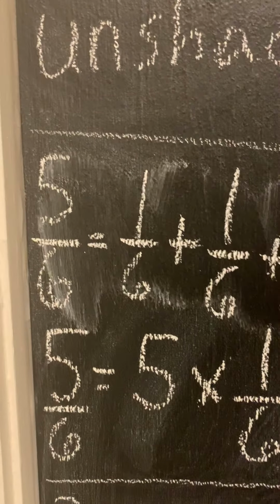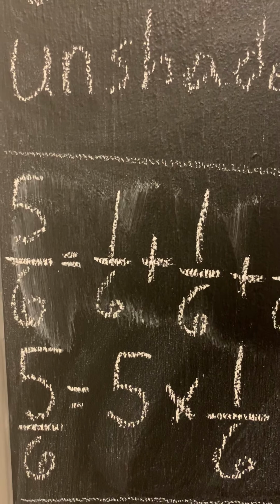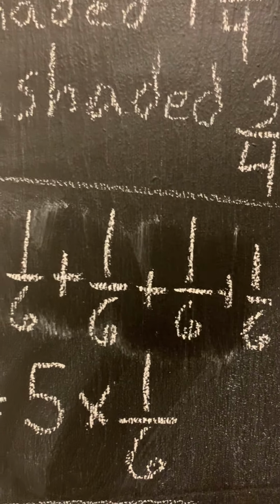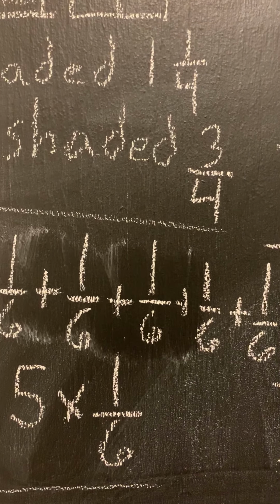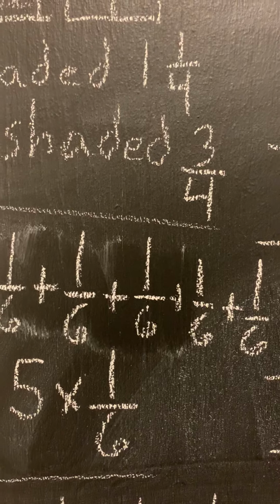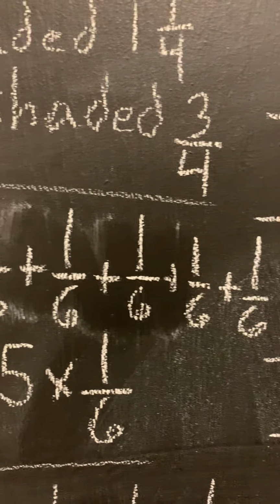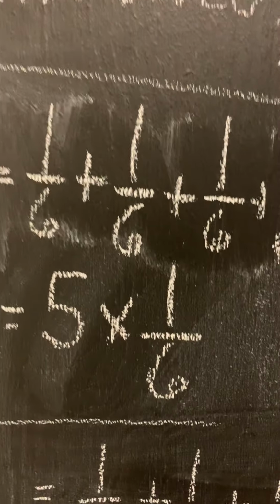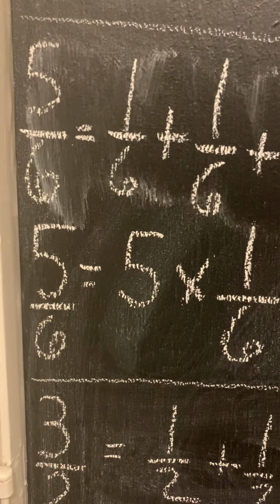5/6, what are the unit fractions that would make up 5/6? It's easy, right? 1/6 plus 1/6 plus 1/6 plus 1/6 plus 1/6. Those are 5 of 1/6, right? 1/6 added up 5 times is going to be 5/6. Now another way to write that would be 1/6 5 times. 5 times 1/6 is 5/6.